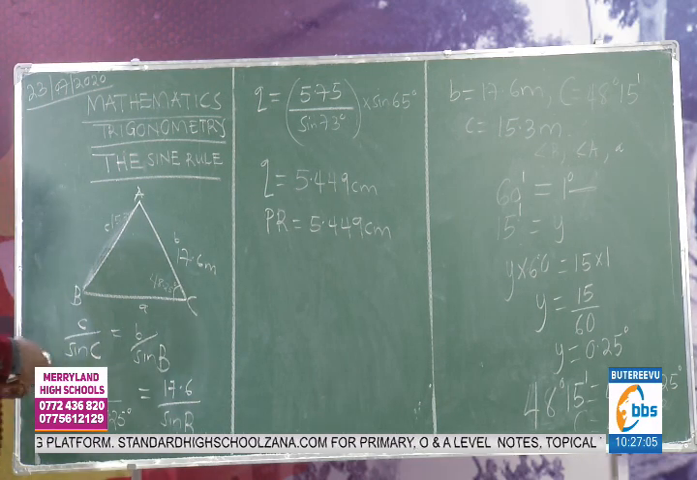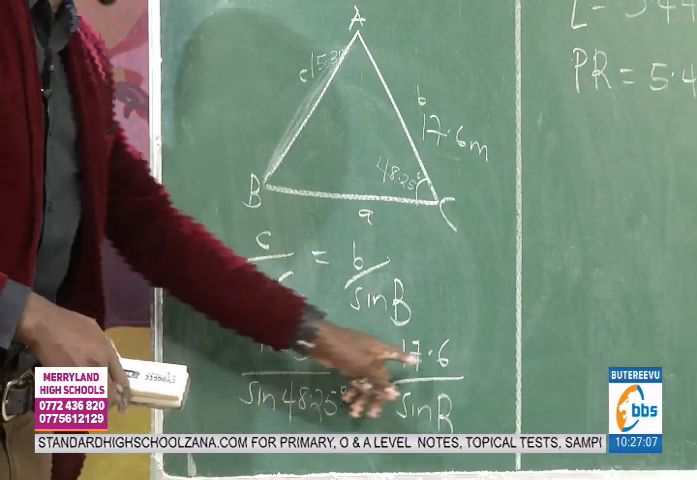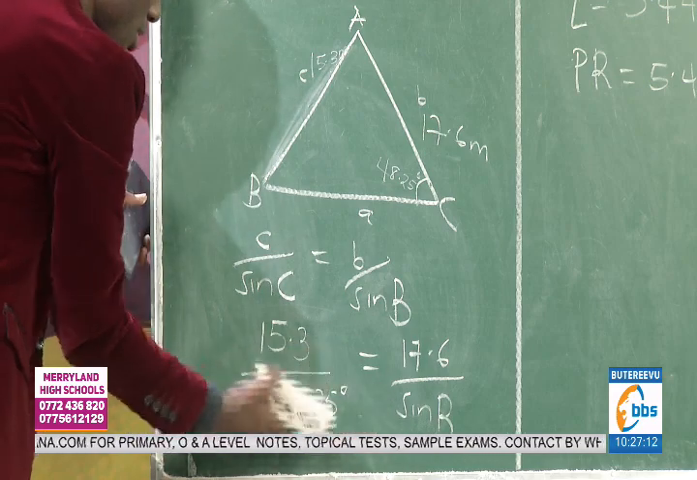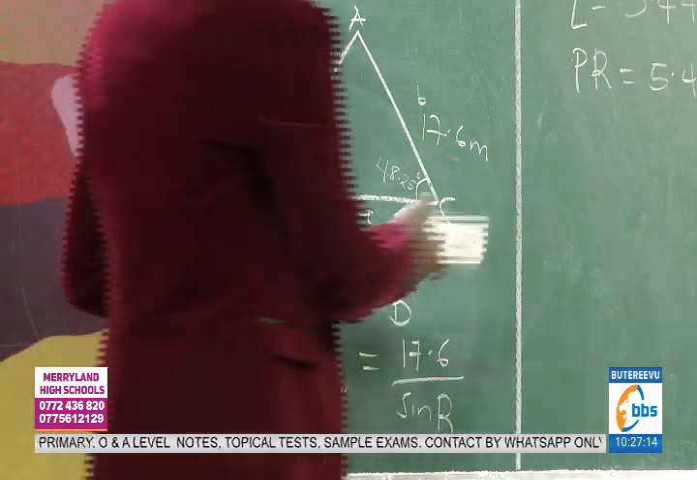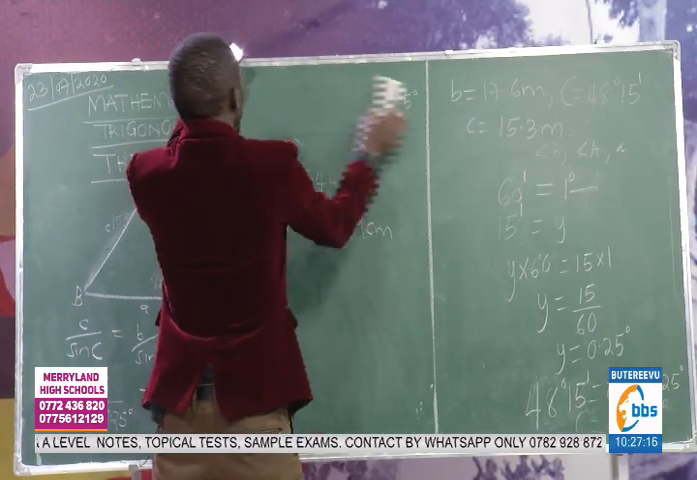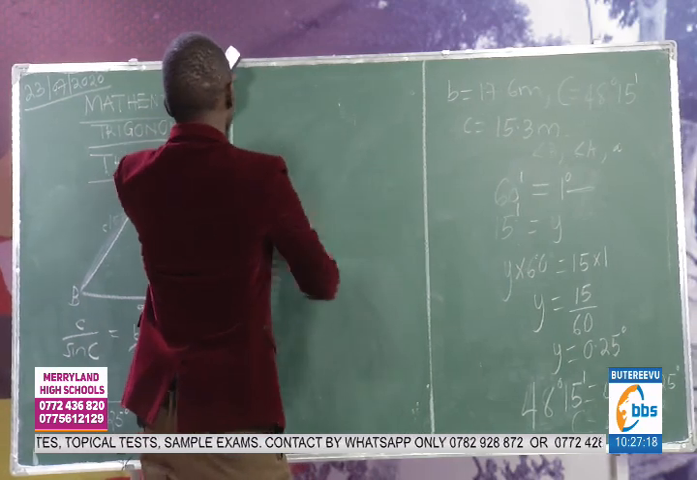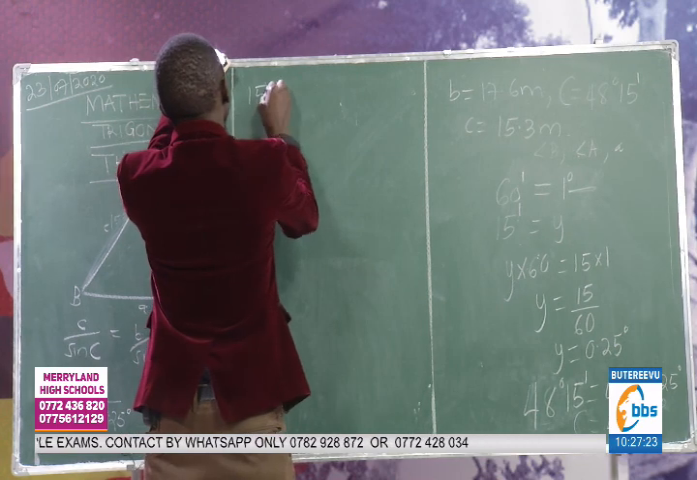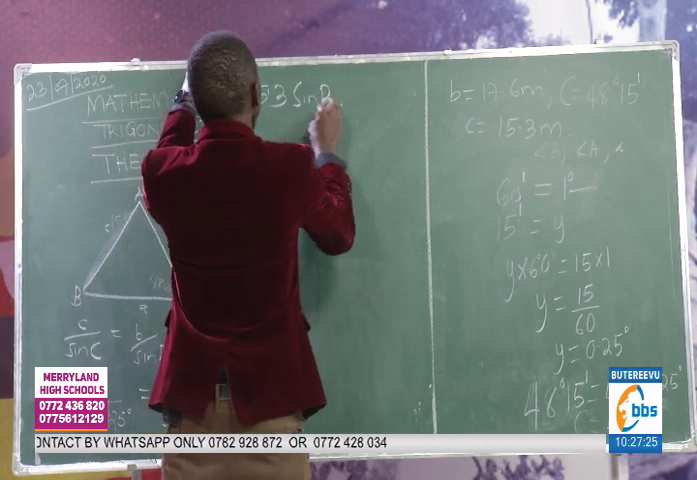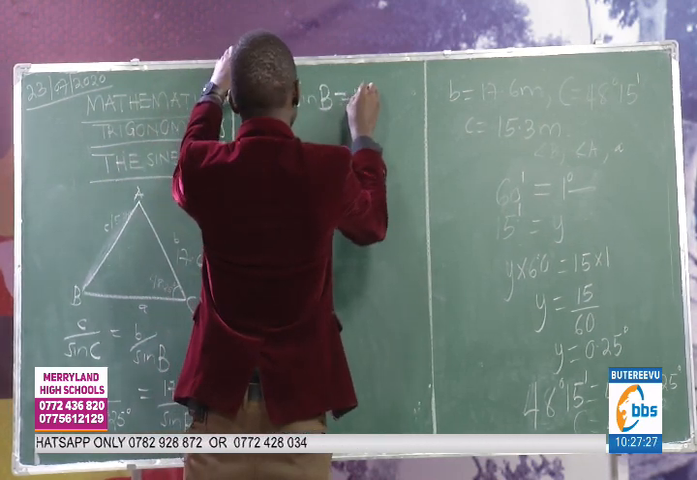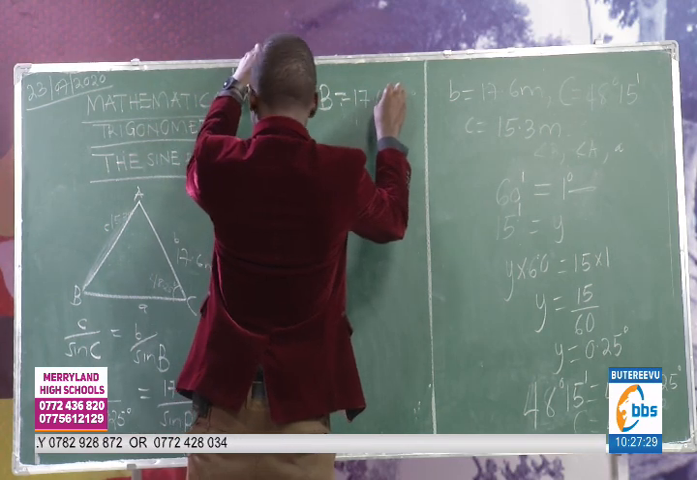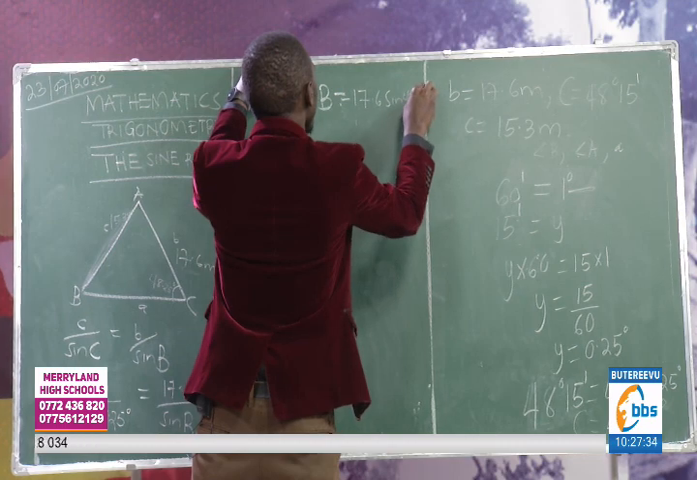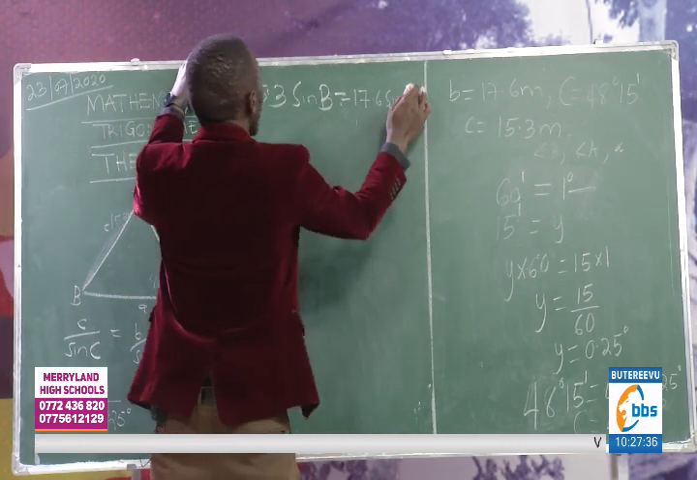Now what we are going to do is cross multiply. There are many ways of getting this. You can first get this, then you cross multiply. Or you can cross multiply the way it is. And I believe the easiest way is first cross multiplying before we move on. So when I cross multiply, I'll be getting 15.3 sine B, and this will be equal to 17.6 sine of 48.25 degrees. That's what we have.